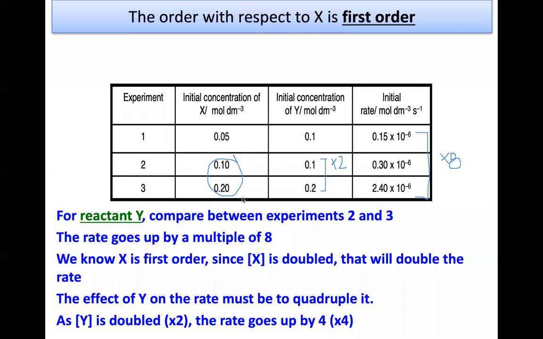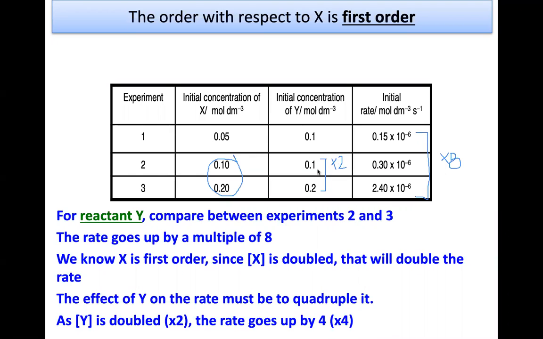For this example, using the same example, you have already worked out the order for X. Looking at experiment 1 and 2, you were able to find the order for X because only X is changing between experiment 1 and 2 whilst Y is constant. So fine, X is first order. And then to find Y, I choose experiment 2 and 3. You can always choose experiment 1 and 3. That's fine. I choose 2 and 3 because it's easier.